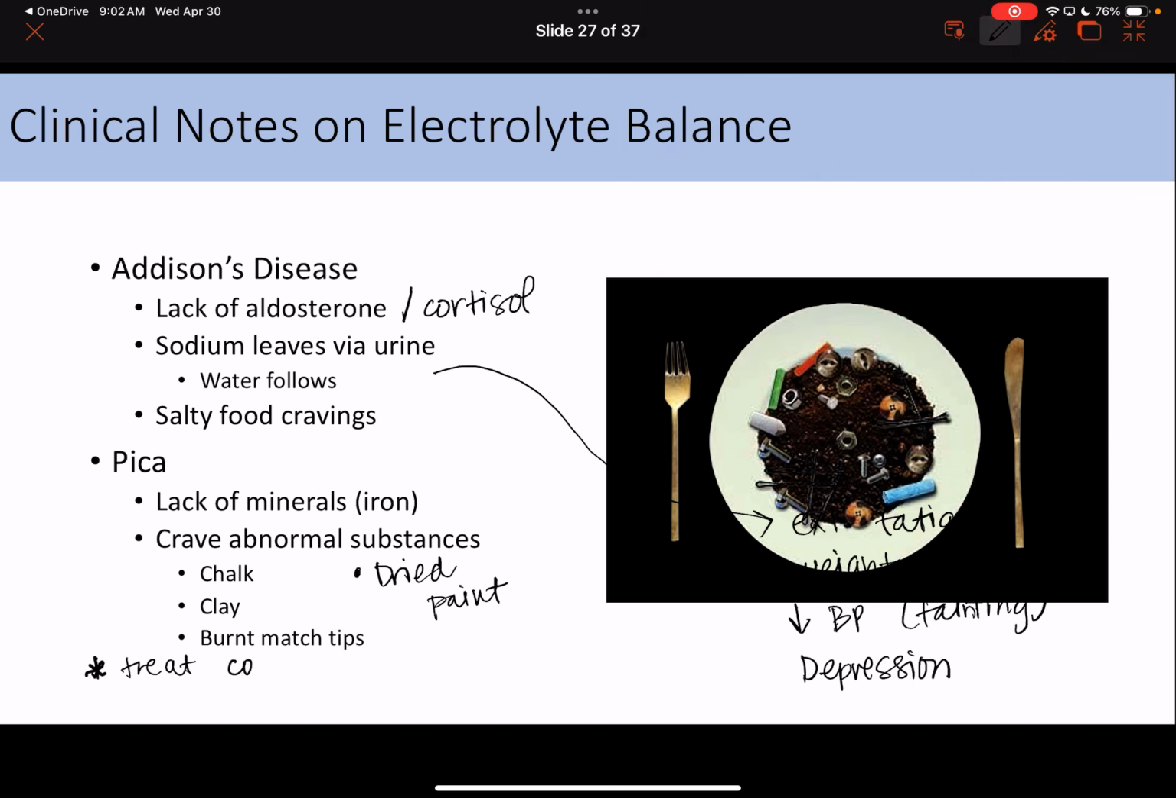So you treat the complications first, while also treating the imbalance. You want to make sure that you're treating any kind of complications that come from eating the chalk, clay, or burnt match tips, or soil, or whatever it is that you're eating that you're not supposed to be eating, but then also take care of the imbalance. What is that person lacking? Give them what they're lacking, whether it's iron, calcium, whatever mineral they're lacking. Ice chips too, crushed ice. Yeah, that could be one of them as well. Yeah.